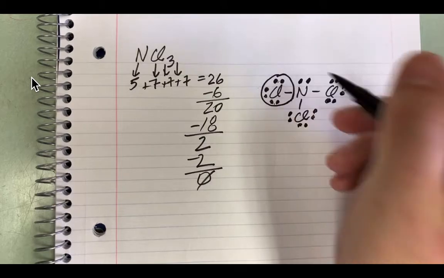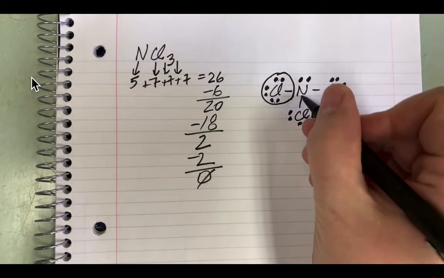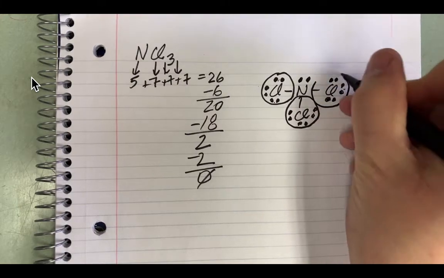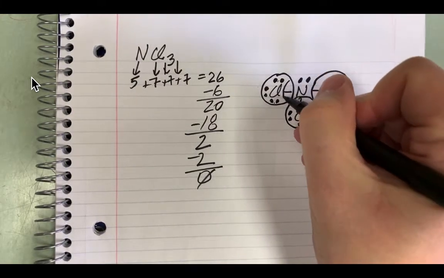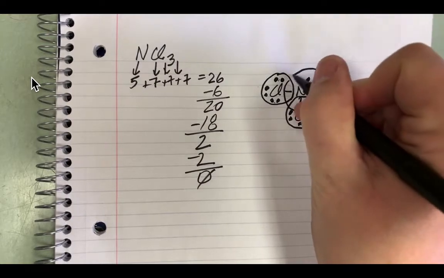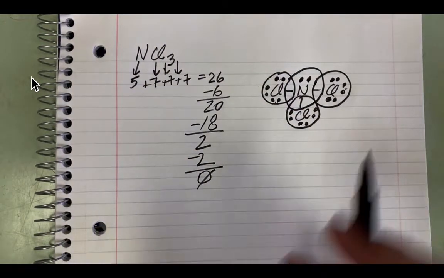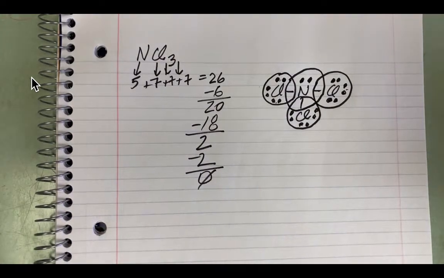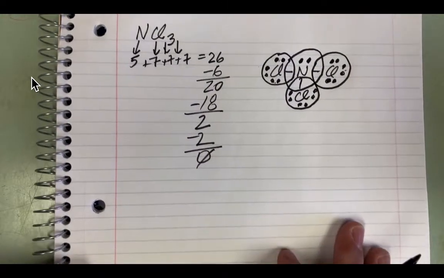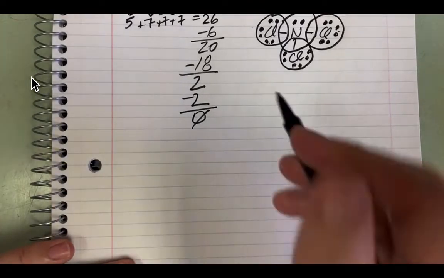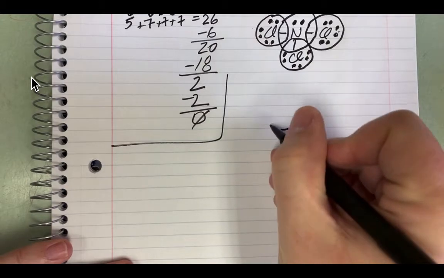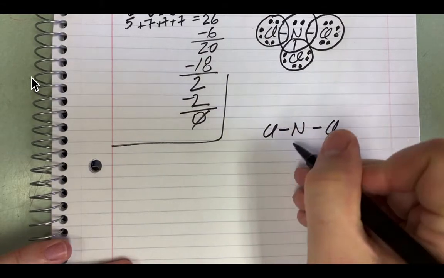So that chlorine sees 8 electrons. This chlorine sees 8 electrons. This chlorine sees 8 electrons. And finally, the nitrogen here in the middle sees 8 electrons. It sees 1, 2, 3, 4, 5, 6, 7, 8 electrons. So all of them have 8 electrons. All of them satisfy the octet rule. All right, now I will go down here and redraw our final structure.